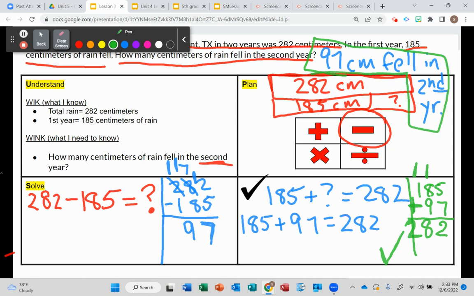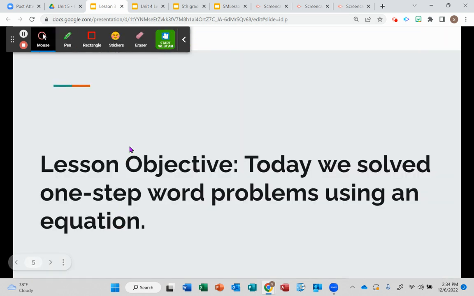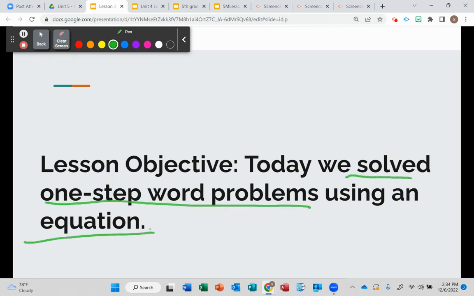Okay, great. So I hope that was helpful. Let's go ahead and go over our lesson objective for today. So our lesson objective for today was that today we solved one-step word problems using an equation.